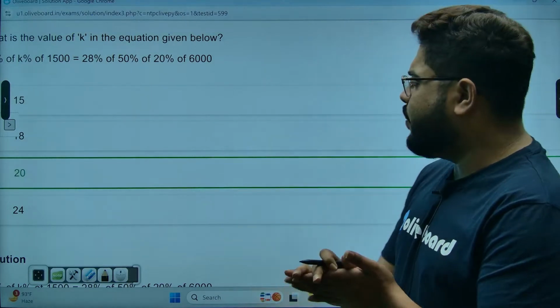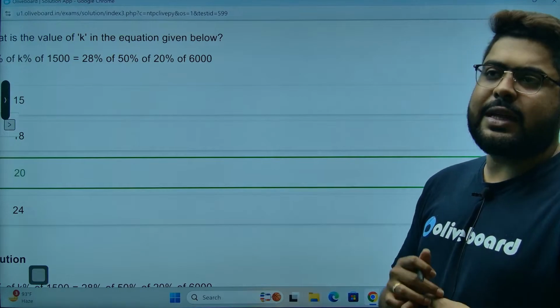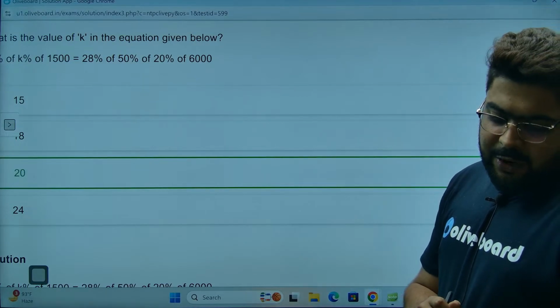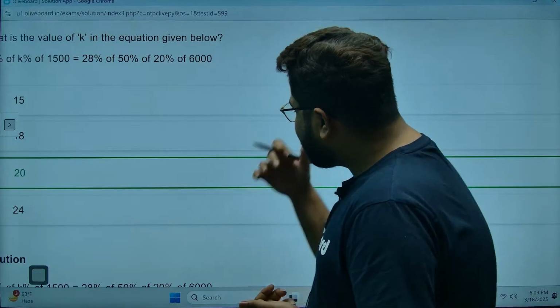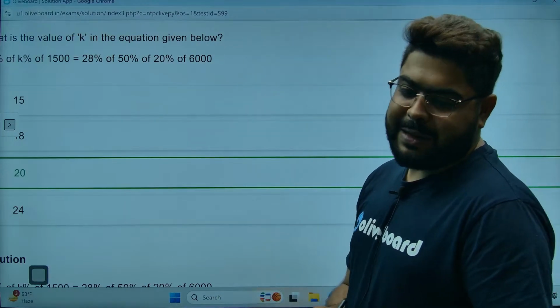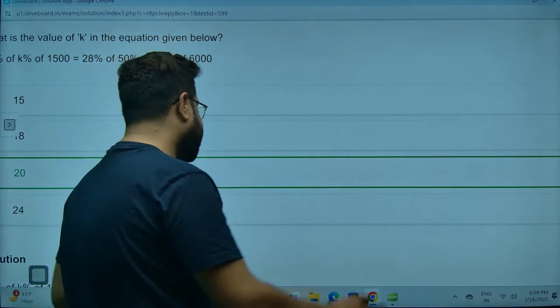Now you see, the better you can calculate, the easier it will become, the faster you can solve. That is the reason you need to solve more, practice more, and do all sorts of stuff. Next, sir. Let's go.